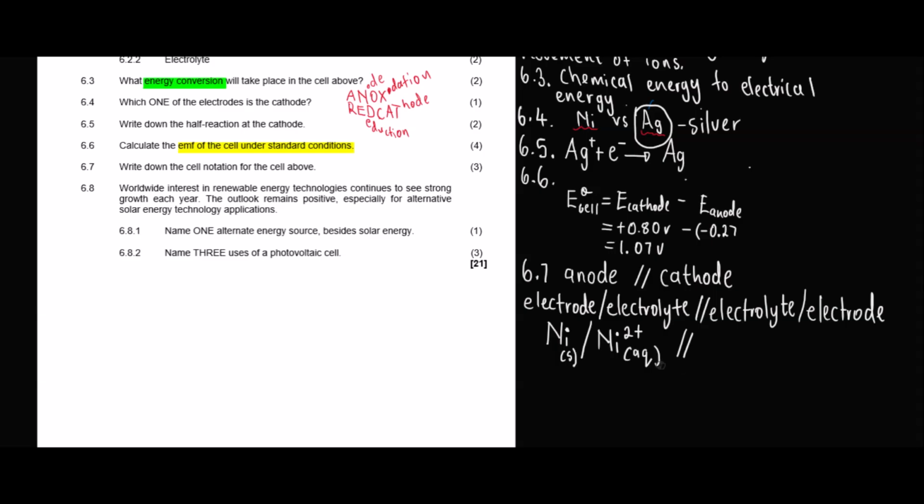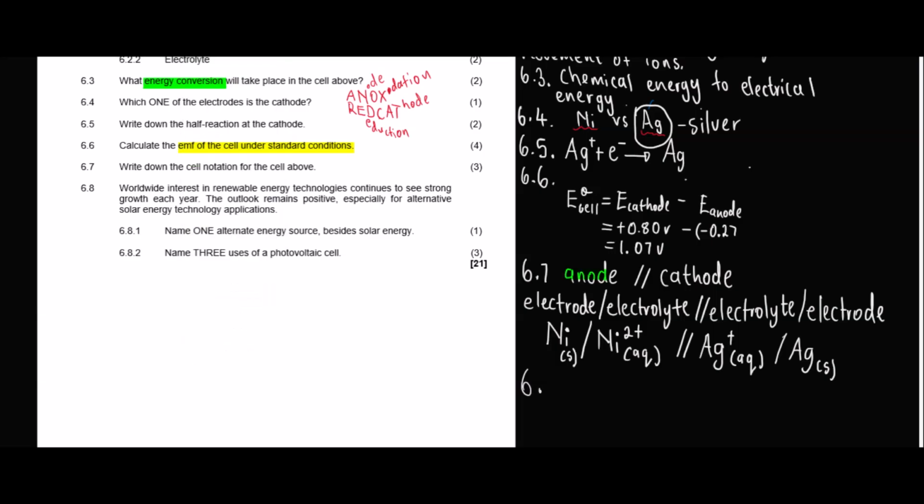Salt bridge. You are done with the anode. Now you go to the cathode. Instead of starting with the electrode, you're going to start with the electrolyte. So you'll start with the ion Ag+, and then you write aqueous solution. Aqueous solution means that it's in a solution form. And then the electrode, you're just going to write Ag, which is in solid form. And there we have our cell notation.